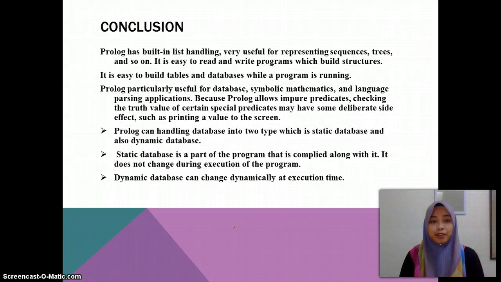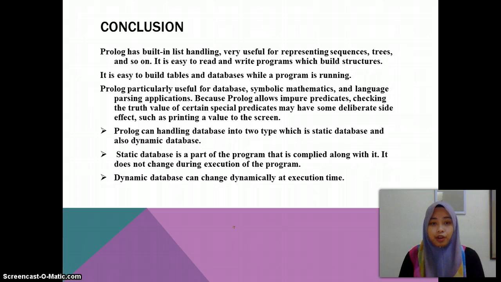As a conclusion, Prolog has built-in list handling, which is very useful for representing sequences, trees, and so on. It is easy to read and write programs which build structures. It is easy to build tables and databases while a program is running. Prolog is particularly useful for database, symbolic mathematics, and language parsing applications. This is because Prolog allows impure predicates.